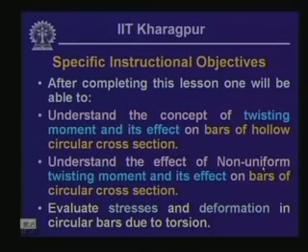Well, it is expected that once someone goes through this particular lesson, they should be able to understand the concept of twisting moment and its effect on bars of hollow circular cross section, and understand the effect of non-uniform twisting moment and its effect on bars of circular cross section. As we have done last time, the twisting moment which was applied was uniform in nature. The bar was fixed at one end and the twisting moment was applied on the other end, and the bar was uniform. Also, the torsion applied over the bar was uniform in nature.